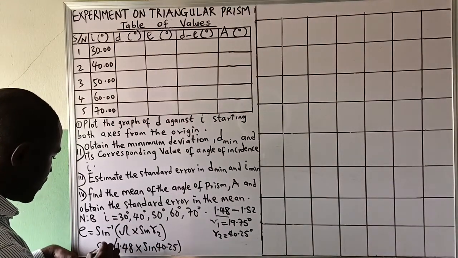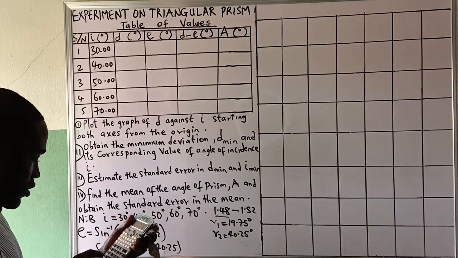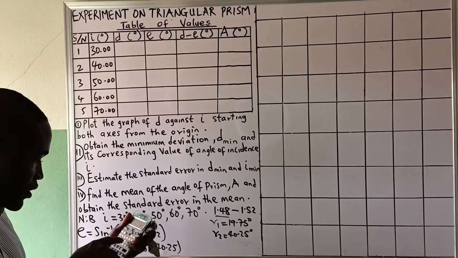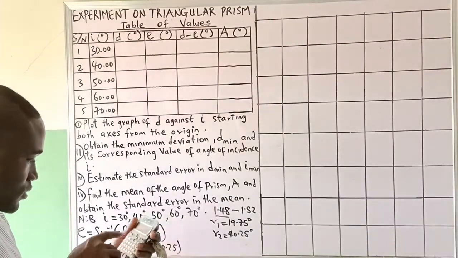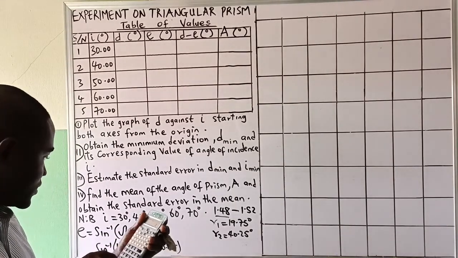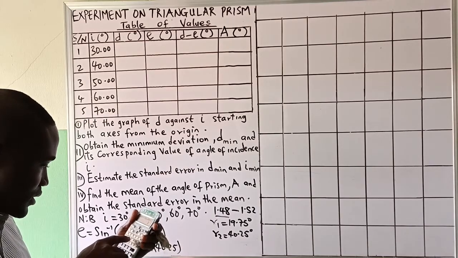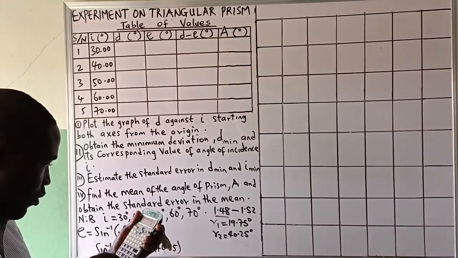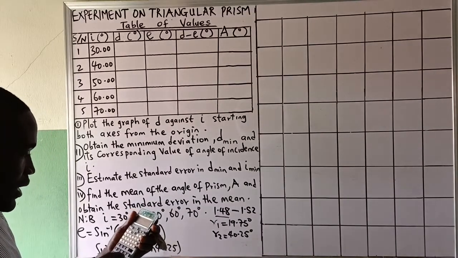Sine inverse of 8. Let's get it. I will press my calculator, shift sine. I will get sine inverse bracket, shift sine bracket 1.48 times sine 40.25. I'll close the bracket.